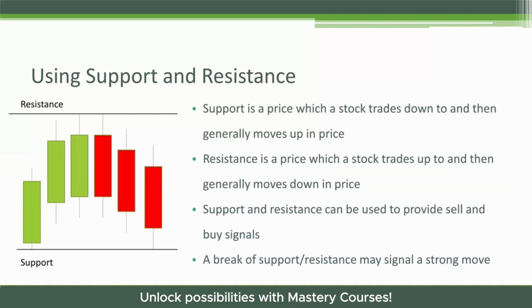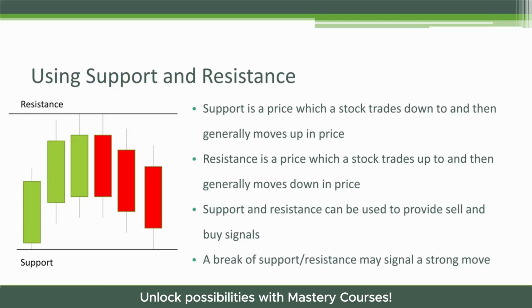How to use support and resistance. Support is a price which a stock trades down to and then generally moves up in price. If you look at our graph on the left, the stock has moved down to this support level and is now trading or bouncing up off of support. The stock then trades up to what is called a resistance level, and that is a price which a stock trades up to and then generally moves down in price. And then the stock trades back down to the support level, where it will generally move up in price from that level.